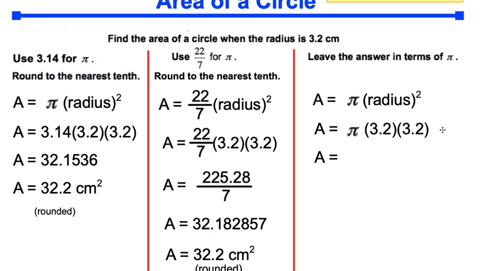Replace your value for the radius, grab your calculator, and your area will be 10.24 pi centimeters squared.